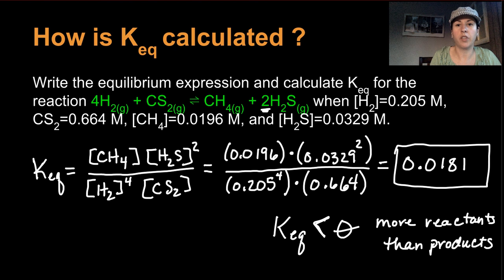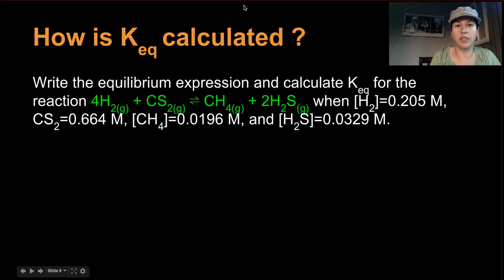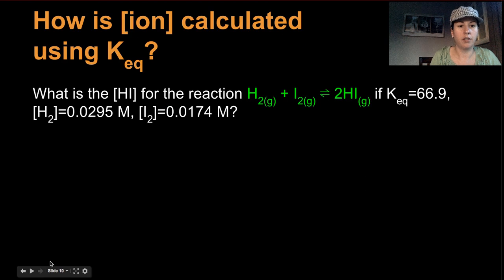Okay. One more thing here to do. So oftentimes you're given the equilibrium constant. You may be asked to determine the concentration of ions. And so how is ion concentration calculated using KEQ? And we're going to see some examples of this. So what we're doing now is laying the foundation for more specific examples later when we start to relate this to some other things with acids and bases.